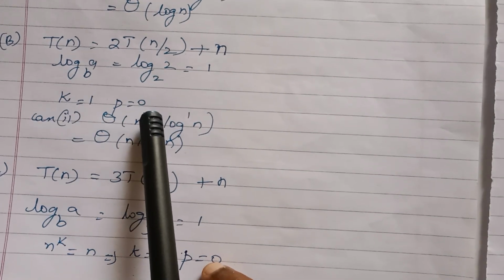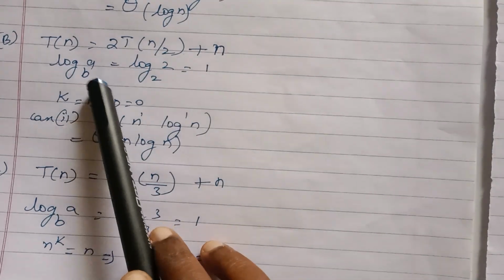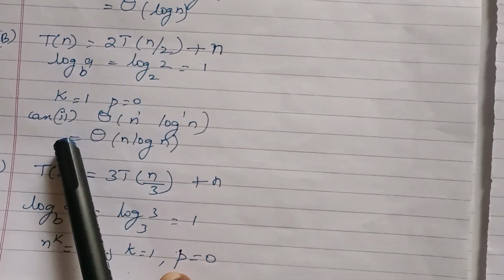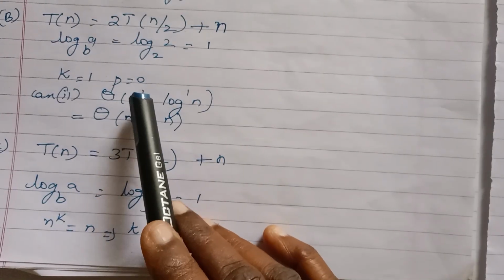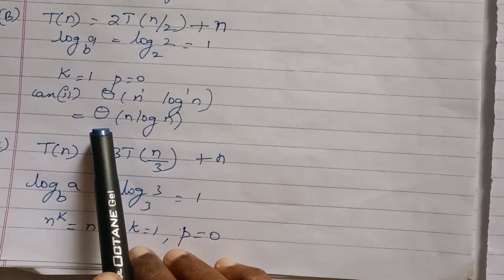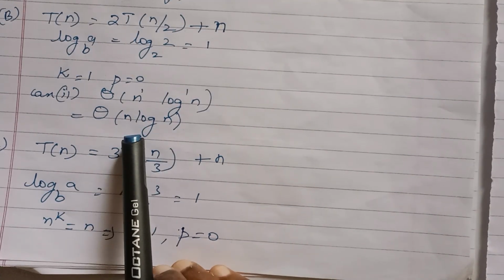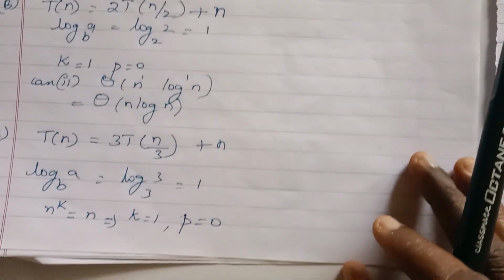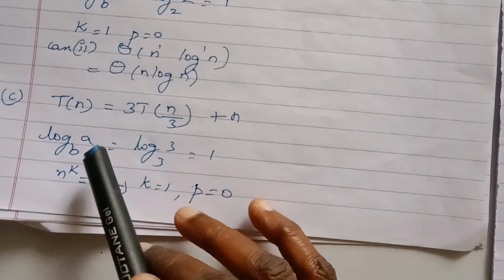So again, which case does it go into? It goes into the second case, because log base b of a is 1 and k is equal to 1. So again we have the value as order of n to the power 1 log^1 n, so here you have order of n log n. This is the value you get substituting in the second case. Next option, T(n) = 3T(n/3) + n.